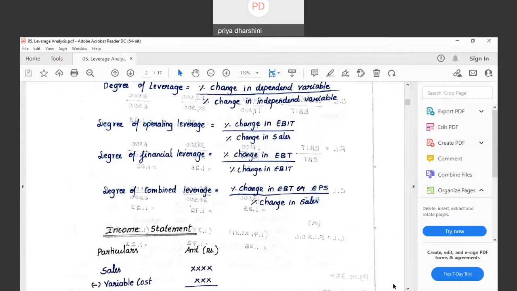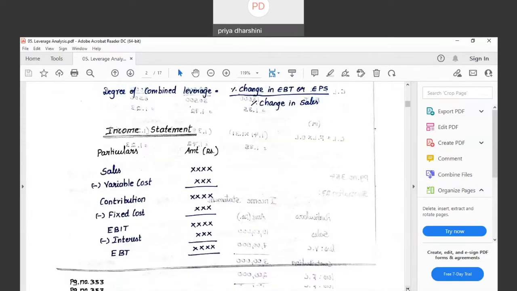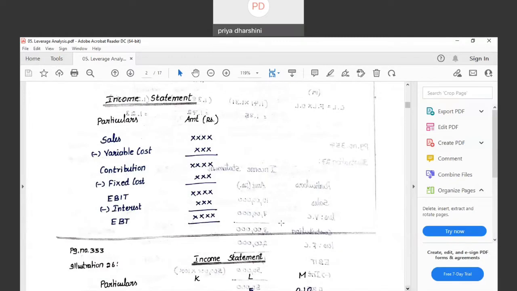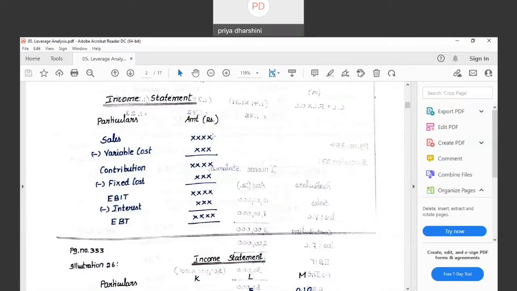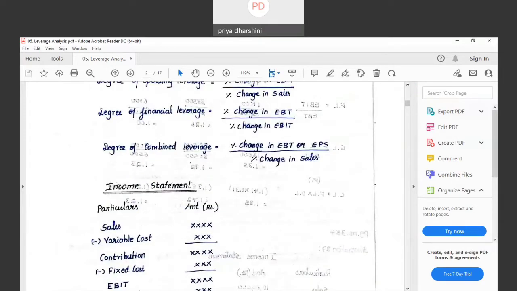Under combined leverage, I am measuring the impact of both fixed operating cost and financial cost on profits. Fixed operating cost is this. Fixed financial cost is interest. So what is the profit after fixed cost? It is EBT. So EBT is dependent on sales in case of combined leverage. So percentage change in dependent variable, which is percentage change in EBT, divided by percentage change in independent variable, which is percentage change in sales, will give us the degree of combined leverage.